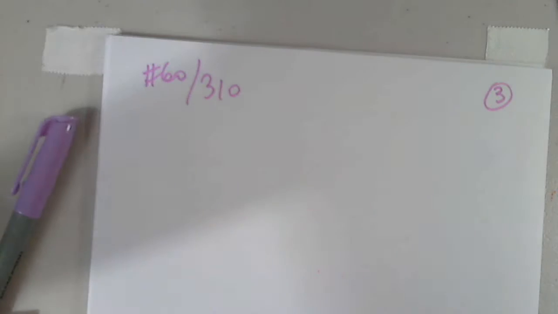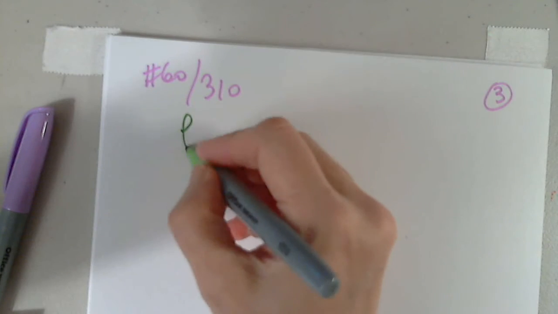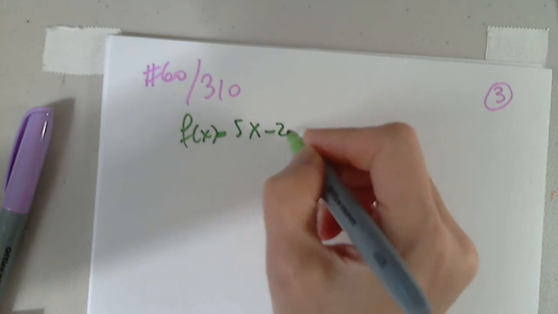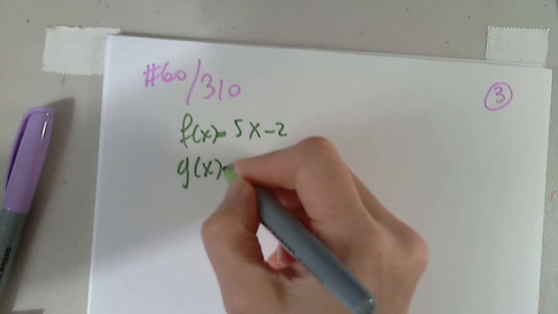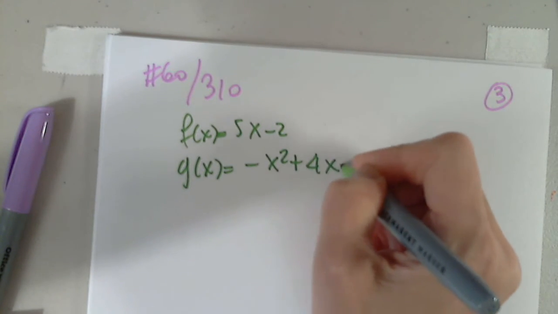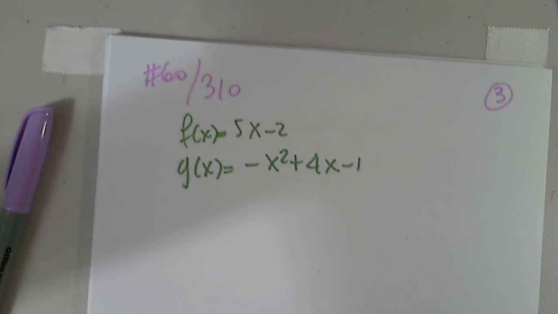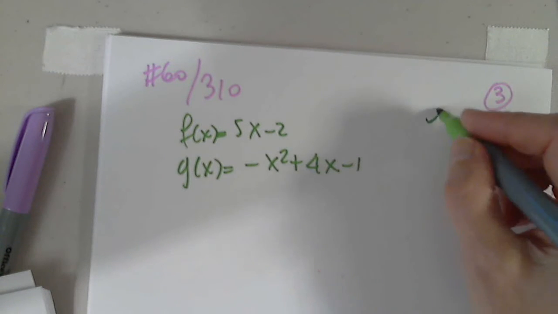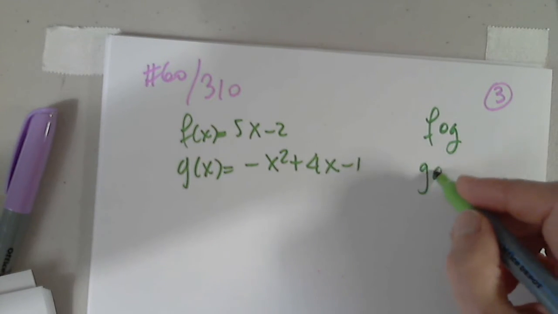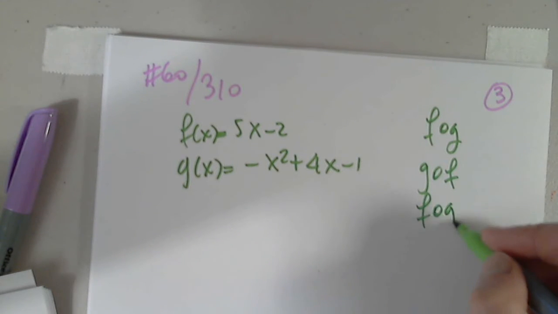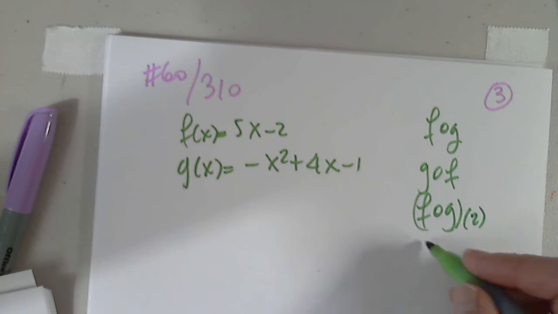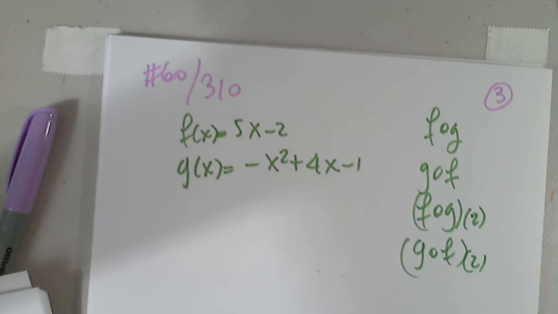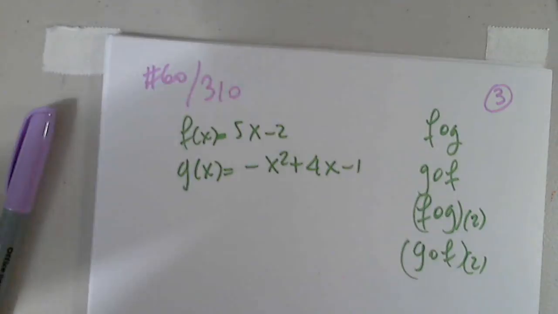Okay, so it has f of x equals 5x minus 2, and it has g of x equals negative x squared plus 4x minus 1. It's kind of blurry, but I think it's 4x minus 1. Yes. They're asking us to find f of g, g of f, f of g of 2, and g of f of 2. Fine. Let's do that. And then we'll move on, unless you want more examples, to some graphs. I like to look at some graphs.